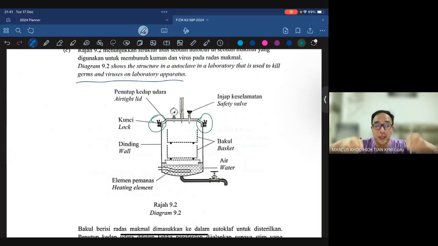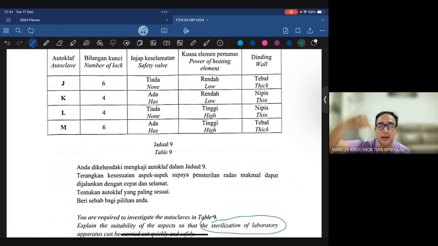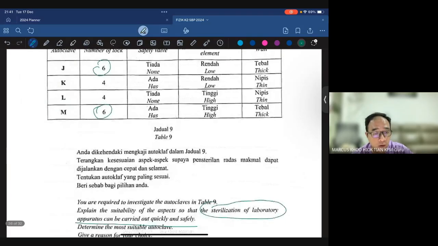So the locks are used to keep the lid in place so that the lid does not open. Have you ever cooked Maggi, then you cover it and suddenly the water boils, and the lid also goes blub, blub, blub? So the number of locks is more. We want more number of locks. The reason for this is something to do with pressure. Wait, I'm having a brain fart. The lid, okay, the lid does not open.